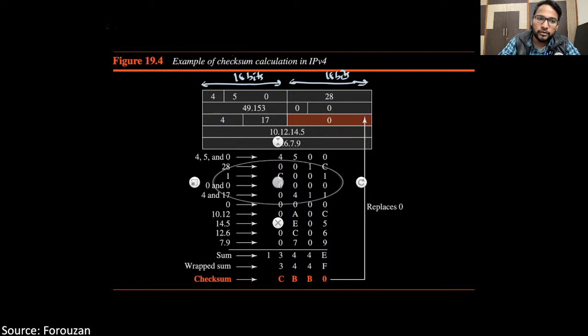Then you simply do the sum. Whatever sum you get, if you are getting any carry, you have to wrap around that carry, which means you need to add the carry again to the sum. Finally, you take the one's complement of it, and that is your checksum. That's how you calculate the checksum. I hope you understood.